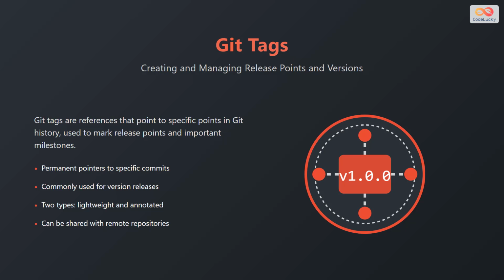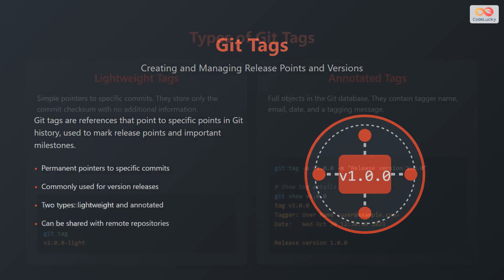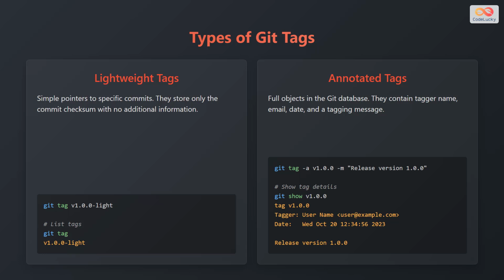There are two main types of tags: lightweight and annotated. These tags can be shared with remote repositories, allowing others to access specific release points. There are two primary types of Git tags: lightweight tags and annotated tags.